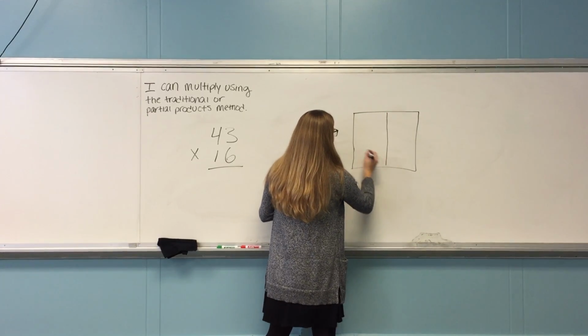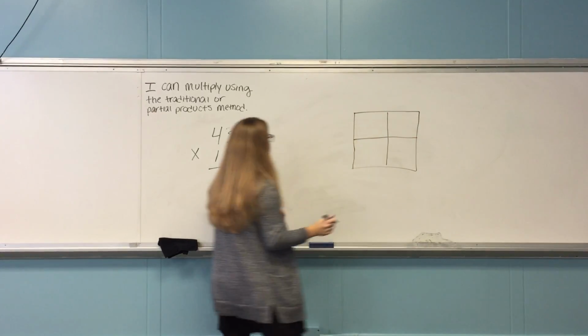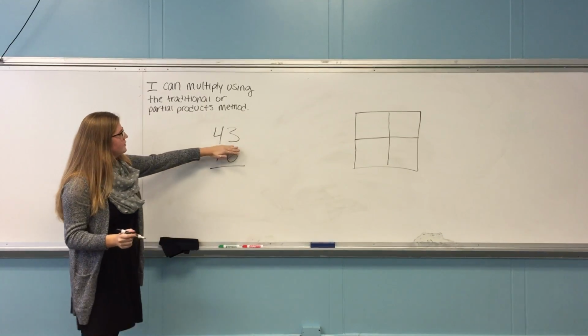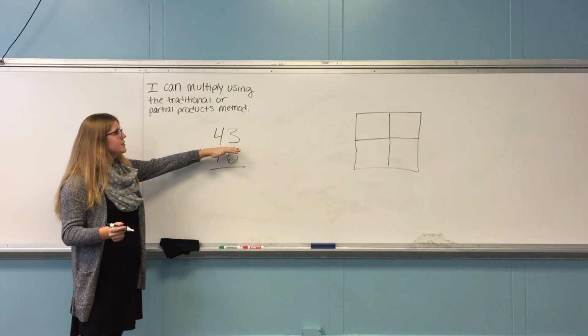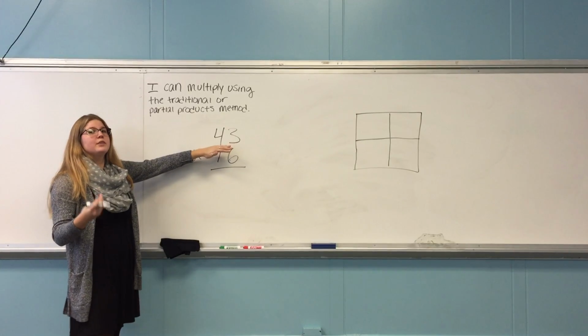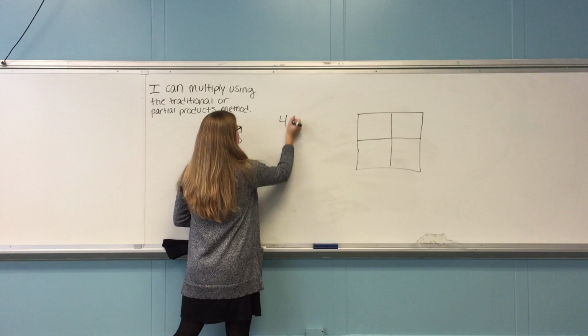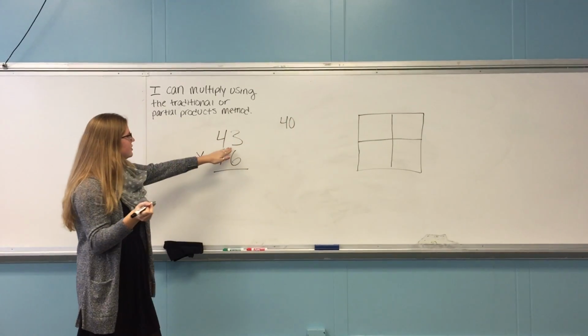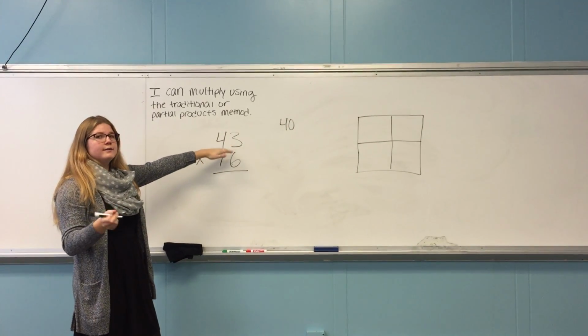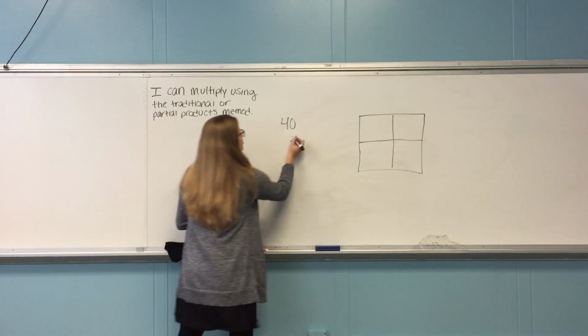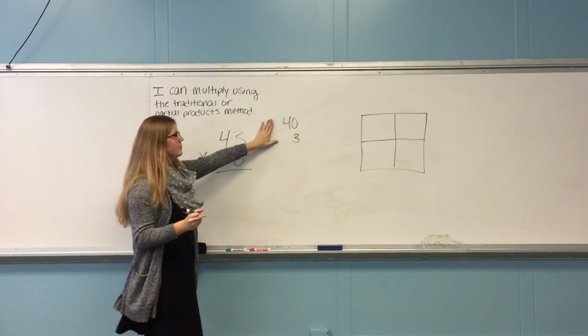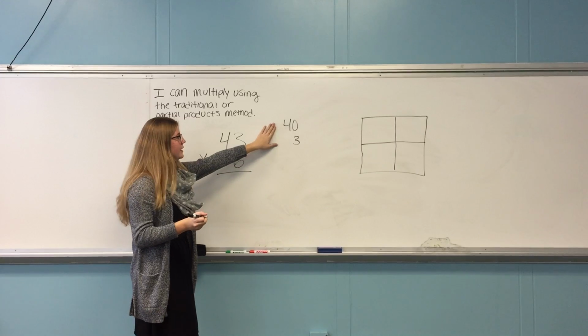Okay, and we're going to divide our box into 4 sections. So first, we're going to focus on this 43. And you're going to ask yourselves, how many tens are in 43? There are 4 tens in 43, so we have 40. Then we ask ourselves, how many ones are in 43? We have 3 ones. So our number 43 is broken down and represented right here.